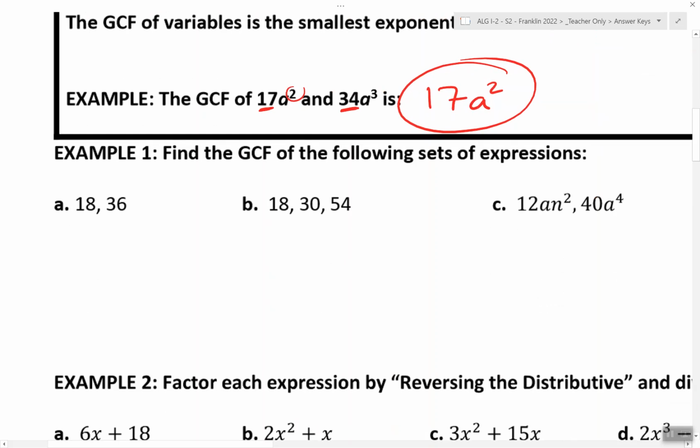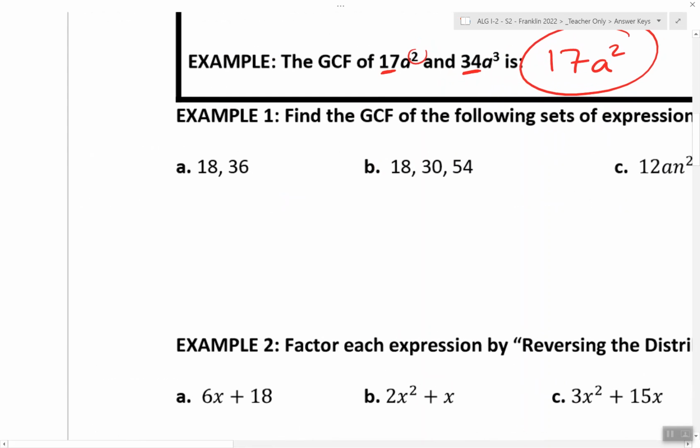Now sometimes the numbers aren't as easy to look at and decide. You can use what's called prime factorization to find the greatest common factor. Let's try that here. We have 18 and 36. We're trying to find the GCF. Prime factorization is splitting these numbers into their prime factors. So 18 is 2 times 9, and 9 is 3 times 3. These are the prime numbers that make up 18 when multiplied together, 2 times 3 times 3. 36 is 2 times 18, which is 2 times 9, which is 3 times 3.